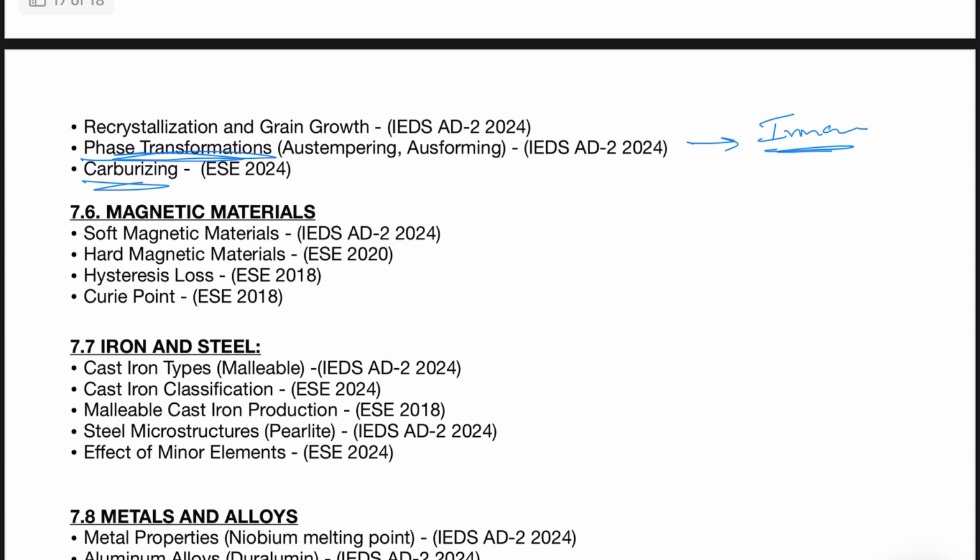And then I think this is the easiest part for us, and it's most scoring. Try to learn what are diamagnetic materials, what are paramagnetic materials, and ferromagnetic, antiferromagnetic, what are soft magnetic materials, hard magnetic materials, what is Curie point, all these aspects.